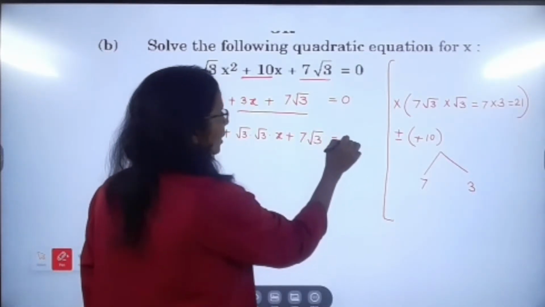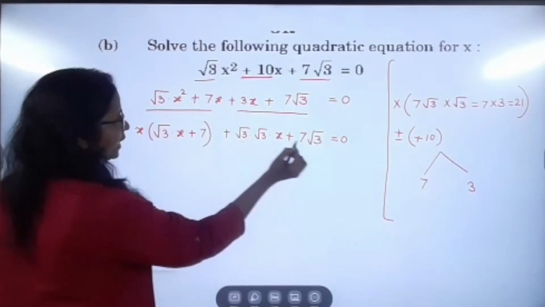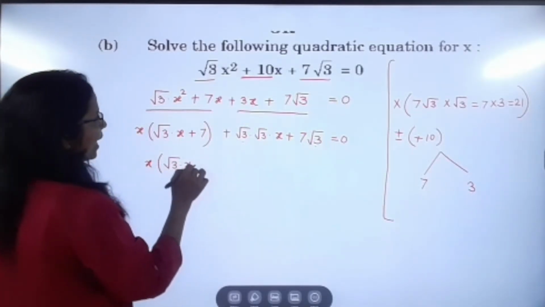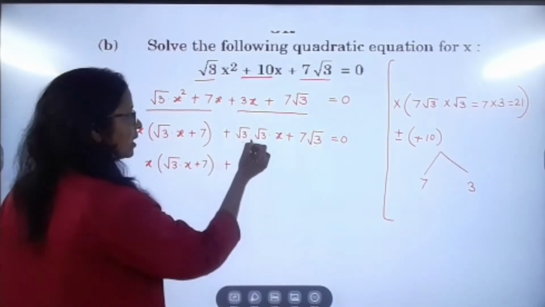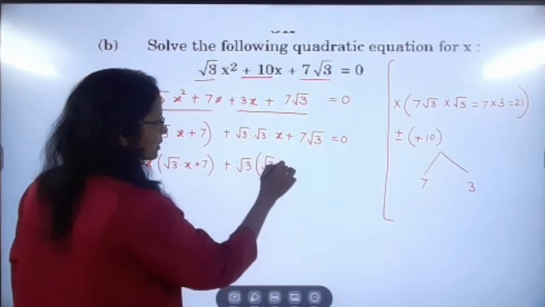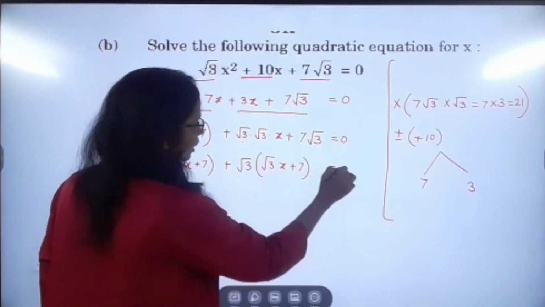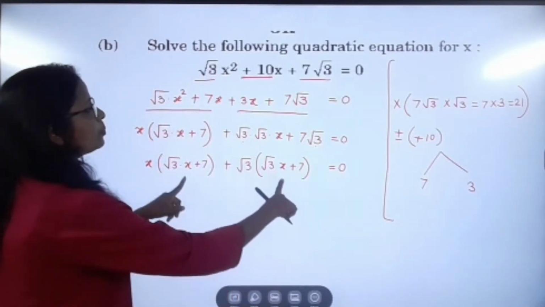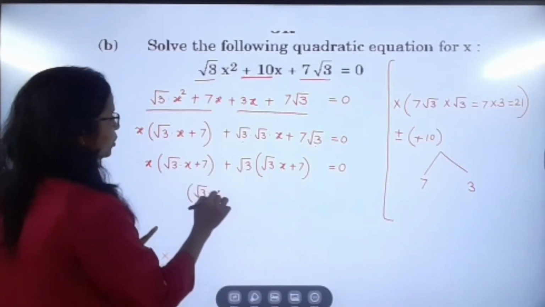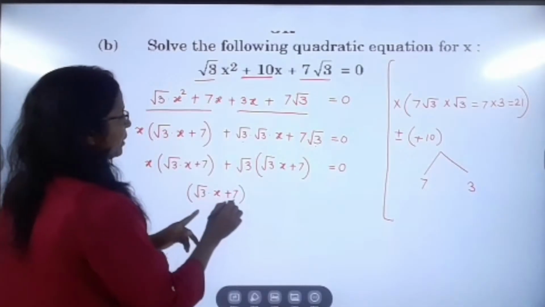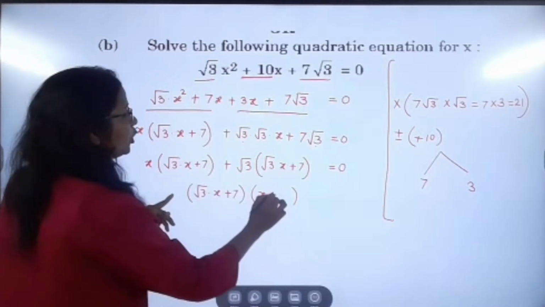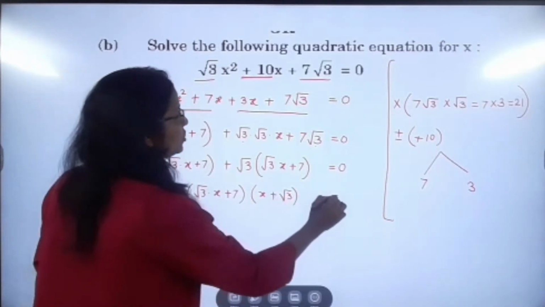Now we can common out √3 from these two terms. So here x in the bracket √3x plus 7, and plus, here √3 common out and in the bracket √3x plus 7, which is equal to 0. So now here, students, the two brackets are equal. So we write one bracket for these two brackets, √3x plus 7, and in the second bracket we write the remaining part, x plus √3, which is equal to 0.